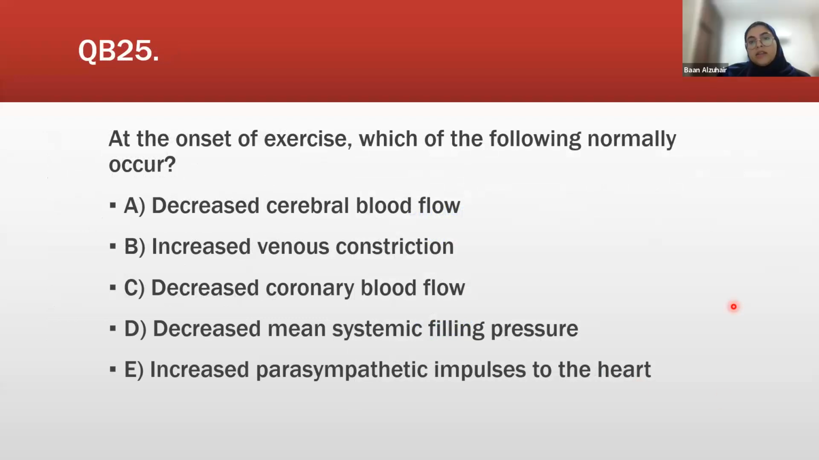Okay. At the onset of exercise, which of the following normally occur? I explained this, I guess, in the middle. Remember when I told you why you have to move in a long flight? Yes. B. Increased venous constriction. Does everyone understand this question? Okay, good. That helps.